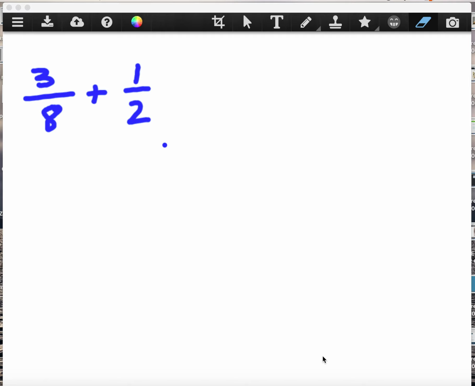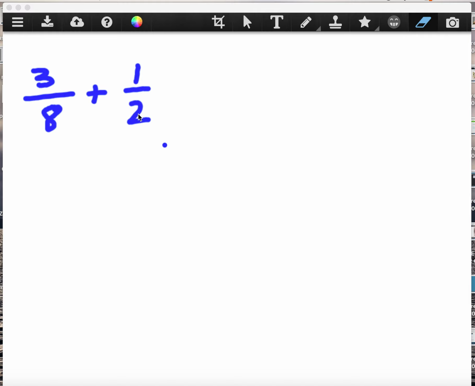Review for you for adding and subtracting fractions. So remember, when you're adding or subtracting fractions, you must find common denominators. You do not find common denominators when you're multiplying fractions, but you must when you're adding. So the first thing I want you to always do is look at the larger of the two.